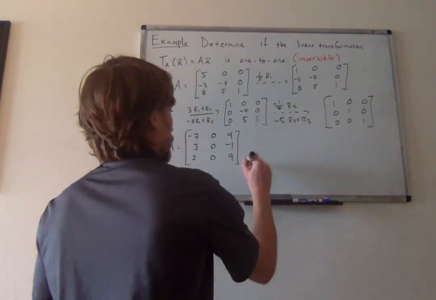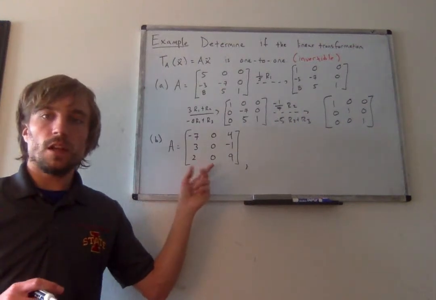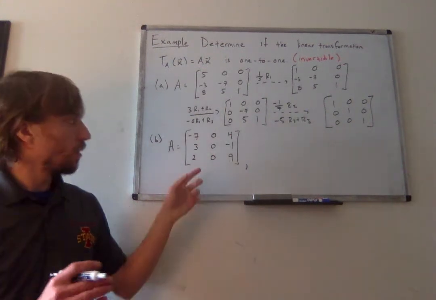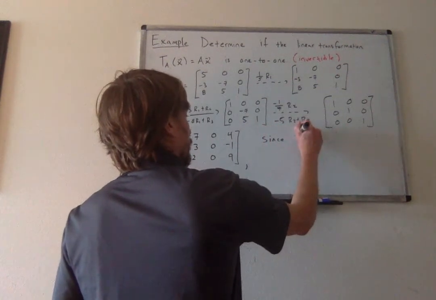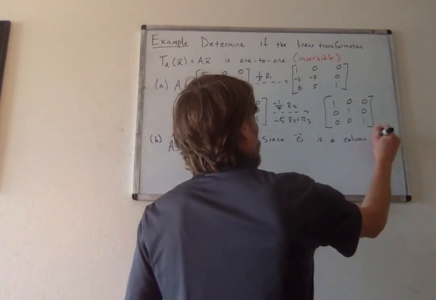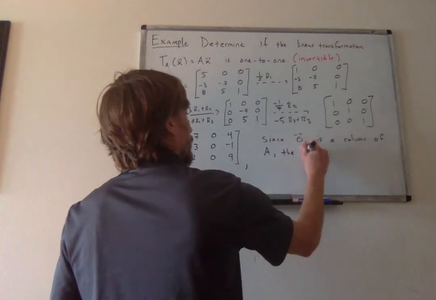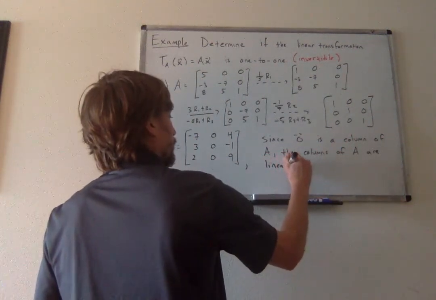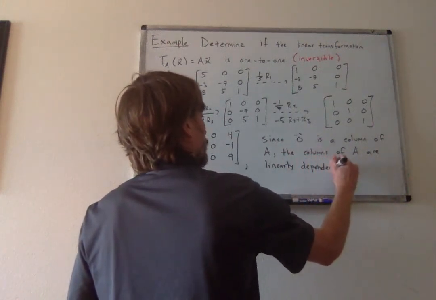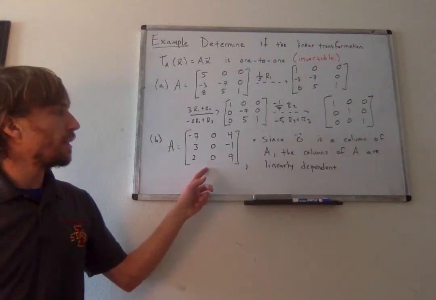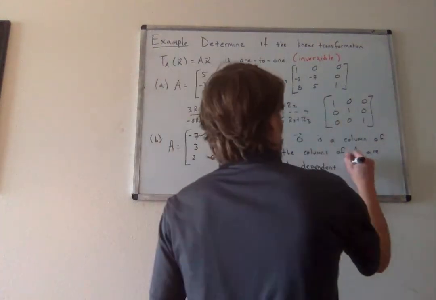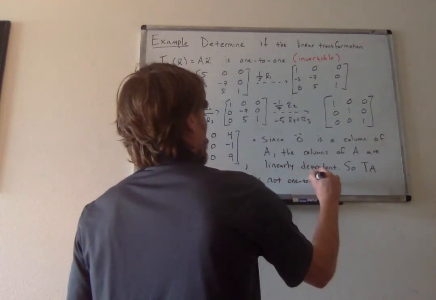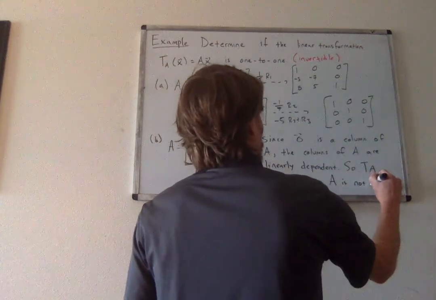I'll give you one example. I think this immediately implies that these columns are linearly dependent, right? Because any time a set of vectors has the zero vector, it is linearly dependent. So since 0 is a column of A, the columns of A are linearly dependent. And so what this means is that A is not one-to-one and A is not invertible. So we'll say T of A is not one-to-one, and A is not invertible.